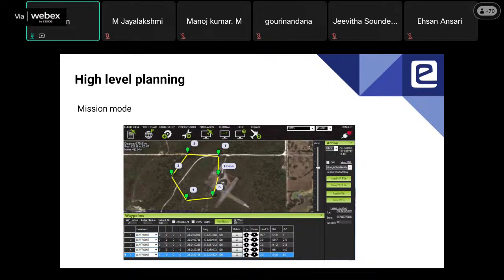So these kinds of mission modes are used if you want to map out an area, or in agriculture, if this is a field, you want to go through the field and take some photos of the crops or distribute pesticides or something. You can use this kind of mission mode.